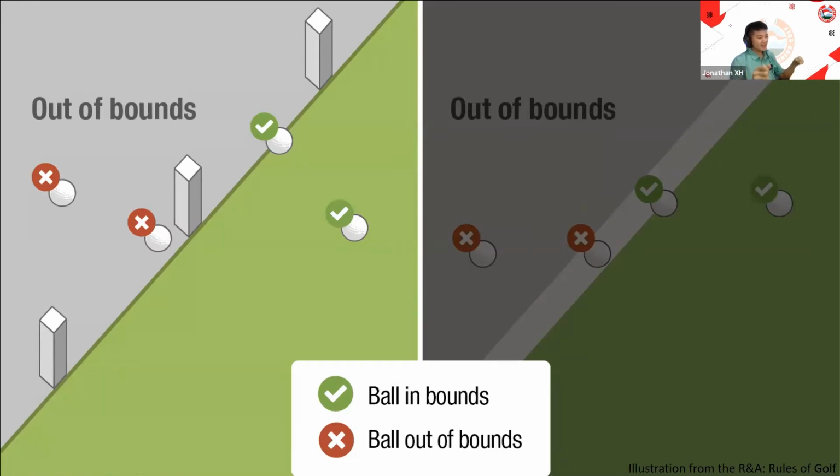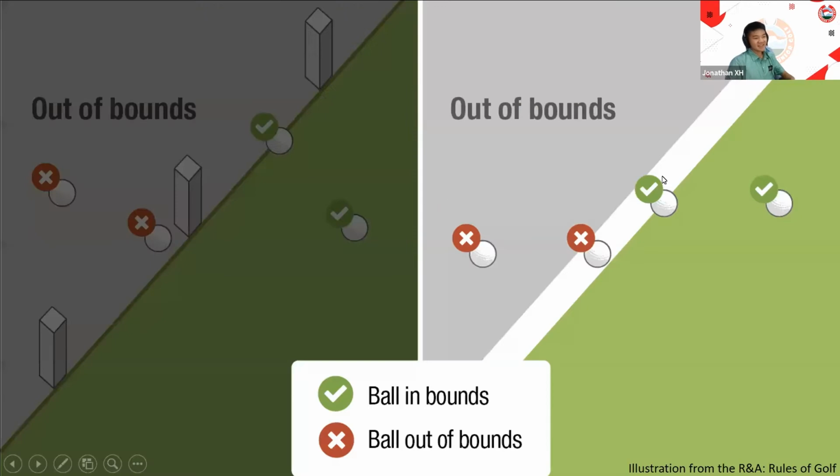Well, the line or the boundary on a stake is on the inside edge of the golf course, shown on this dark green line here. Now, any part of the ball that is still on the golf course, which is on the green side, that means that ball is still in bounds. The ball has to be completely out of bounds to be considered out of bounds.